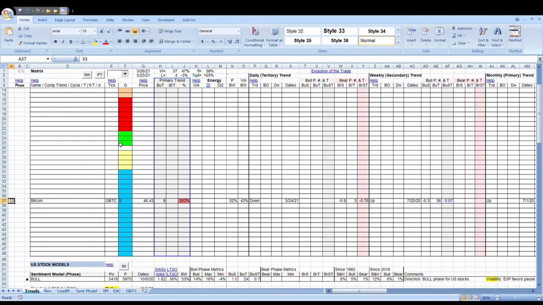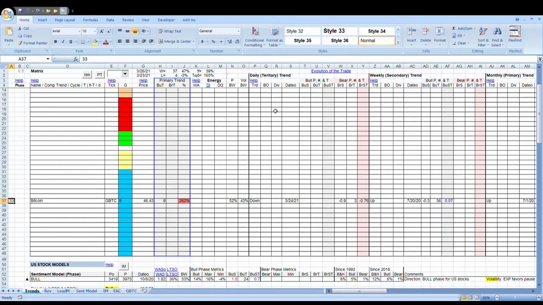Bitcoin is really an interesting setup. We're first going to talk about it in general terms for open content for everyone who's watching along, understanding how the evolution of the trade works and how the primary trend drives the three time frames and the composite trend. And then we're going to focus on what's really important today, which would be the energy build.